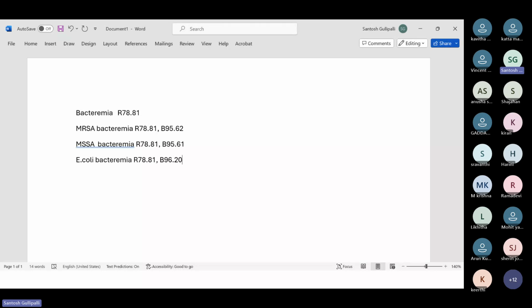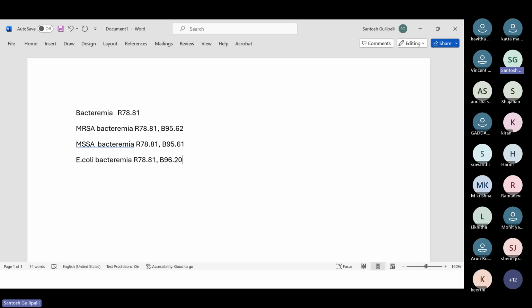Understand, guys? The bacteremia full form is the presence of bacteria in the bloodstream. That is called bacteremia. If any specific bacterial agent is growing in the blood culture, and the physician confirmed the blood culture is positive for some specific organism, then by default you can consider that the specific organism is related to bacteremia.